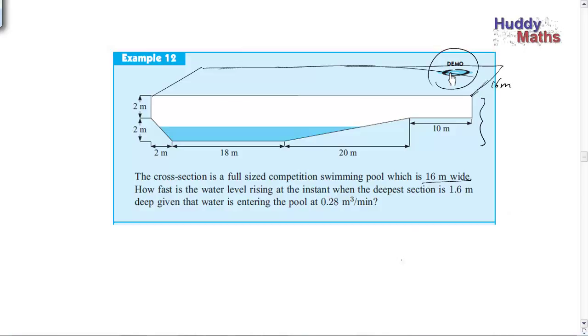This is the cross-section here. Okay, how fast is the water level rising at the instant when the deepest section is 1.6 metres deep, given that the water is entering at that? Look at that and you say, oh, that's a volume. Rate of change of a volume. We've got your time units there, volume units there. Okay, so what we want to do is find a model for that.